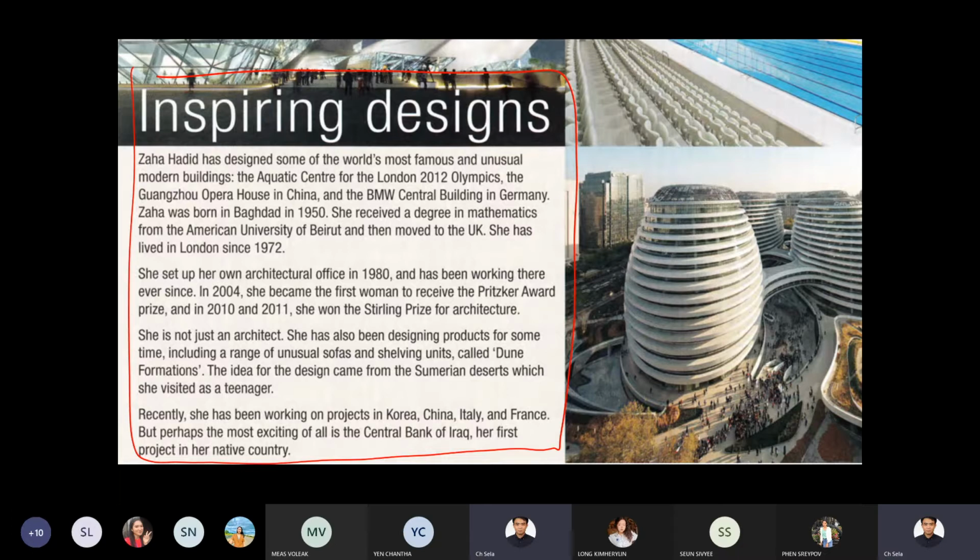Zaha Hadid has designed some of the world's most famous and unusual modern buildings. The Aquatic Center for the London 2012 Olympics, the Guangzhou Opera House in China, and the BMW Central Building in Germany. Zaha was born in Baghdad in 1950. She received a degree in mathematics from the American University of Beirut and then moved to the UK. She has lived in London since 1972.